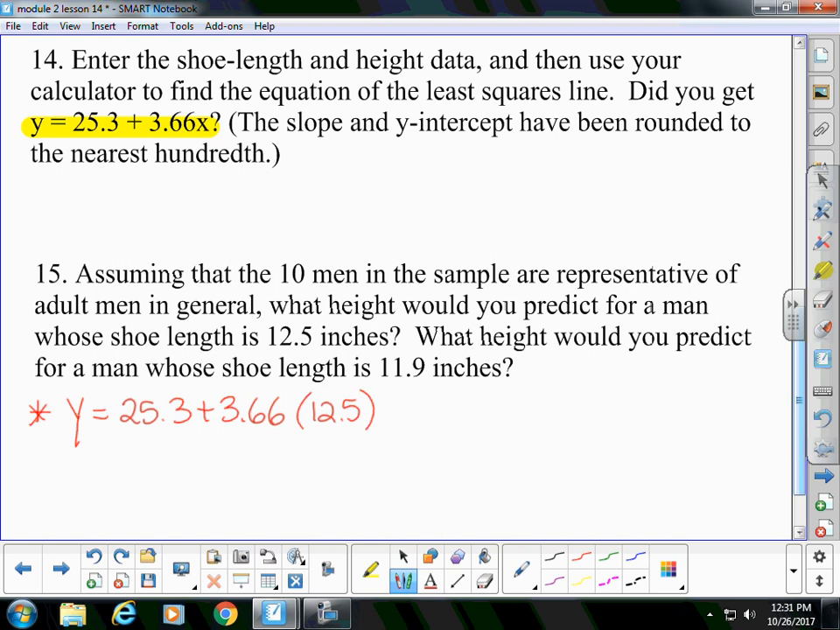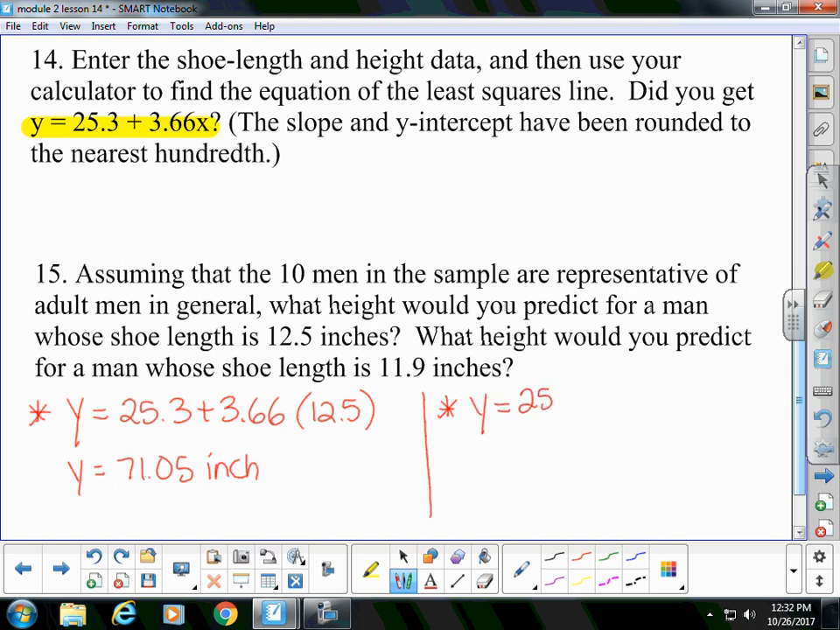So I'm putting in 25.3 plus 3.66 times 12.5. And I got 71.05, and that would be inches. So that's how tall a man would be with a shoe length of 12.5. And if a man has a shoe length of 11.9 inches, not really the size, it's the length of a shoe, then how tall would he be?